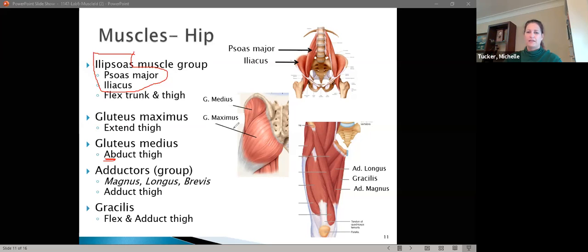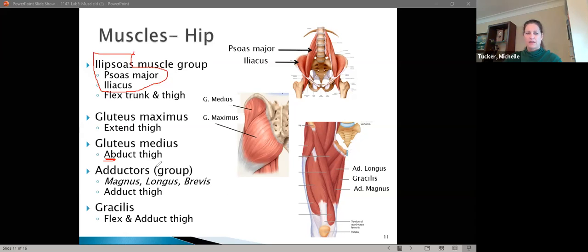If we want to bring the thigh back to midline, we have gracilis, which is a true adductor. It runs along the axis of movement, so it runs straight along the middle of the thigh. There's no rotation involved. When gracilis contracts, it is going to adduct that thigh.